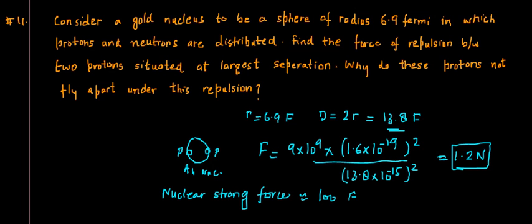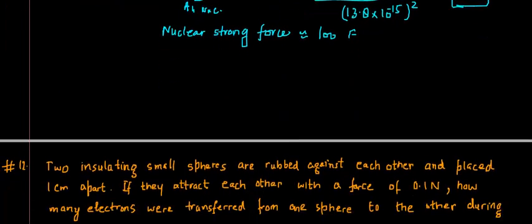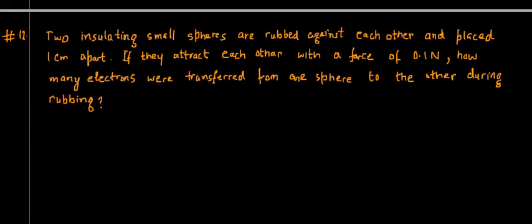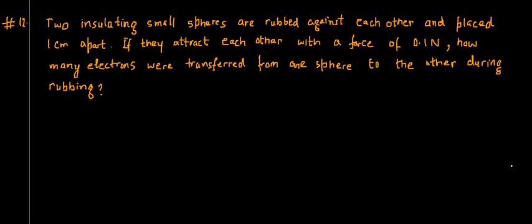Okay, let's move to question 12. Two insulating small spheres are rubbed against each other and placed 1 centimeter apart. If they attract each other with a force of 0.1 newtons, how many electrons were transferred from one sphere to the other during rubbing? Suppose we have two spheres and we rub them.